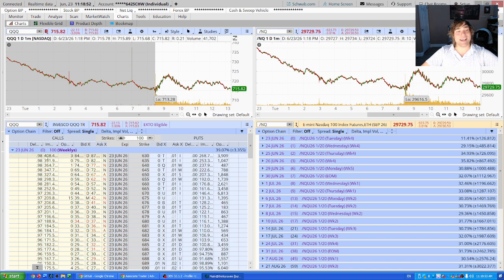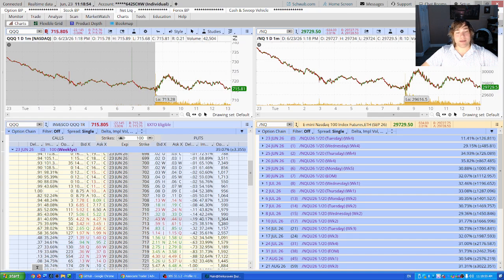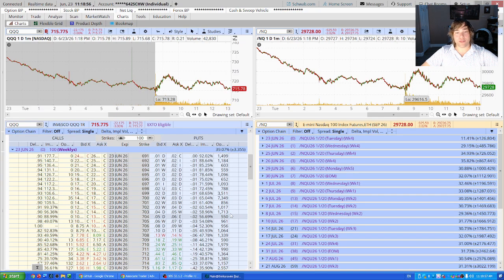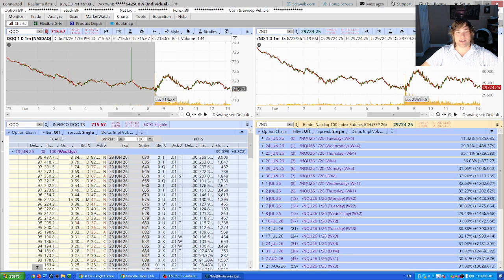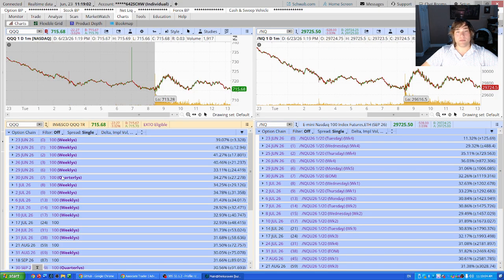I mean, look at that, 39.07%. That's insanity. That's retail driven. Look at the open interest all throughout this chain. It keeps going deep. We have these sub-1 deltas. This is massive gambling. That's the only way to put it.